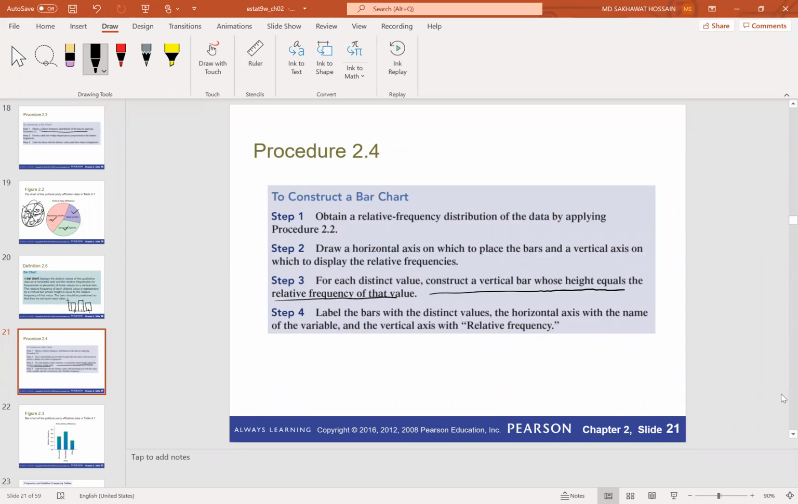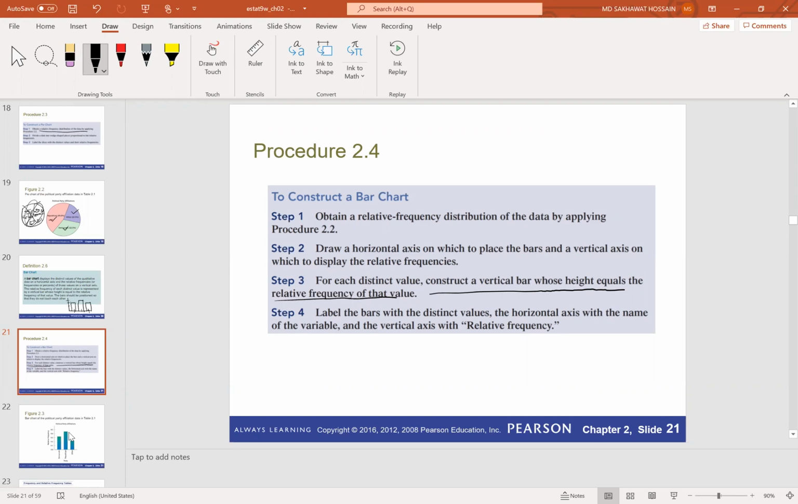The maximum could actually be 1. It cannot be more than 1 because the relative frequency cannot be more than 1. So the maximum height of the bar could be 1. Okay, so the first one is Democratic, and it was 32.5%, right? Yes, it was 32.5. So the height of this bar will be 0.325. Then Republican was 45%.